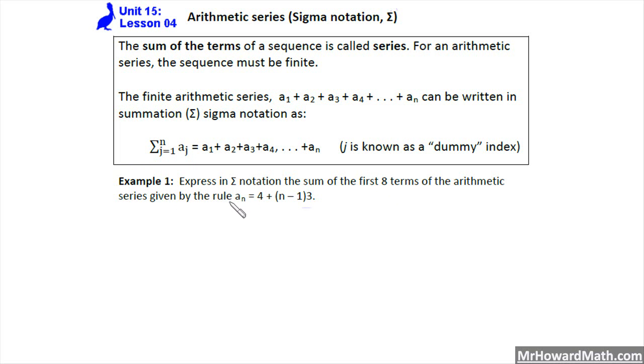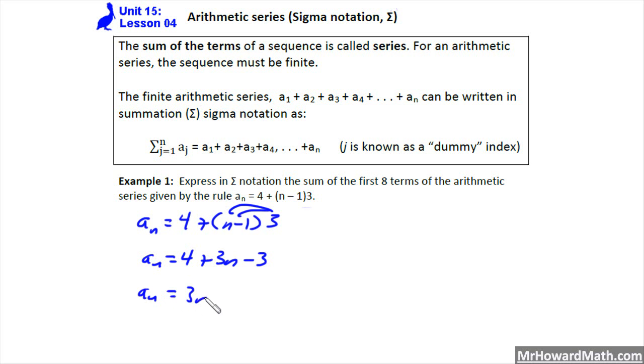Example 1, express in sigma notation the sum of the first 8 terms of the arithmetic series given by this rule. So we're just expressing it using the sigma notation here. So the first thing we're going to do is simplify this rule a little bit. So they give us this, so we'll distribute the 3n, and we'll get a sub n equals 4 plus 3n minus 3. Simplify that, a sub n is 3n plus 1.